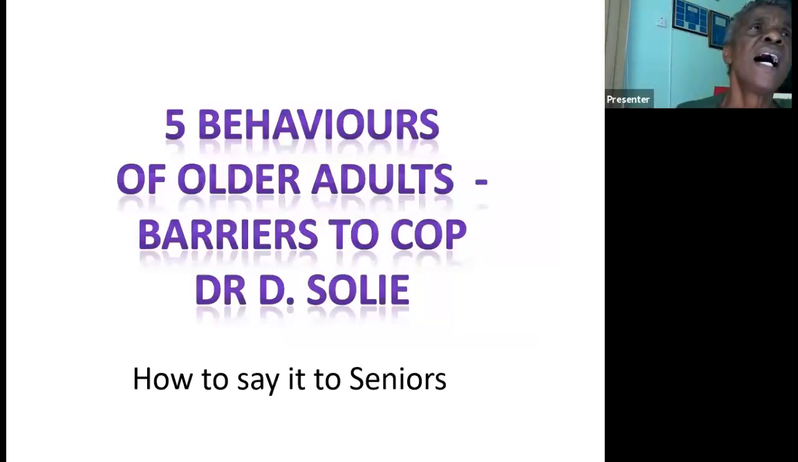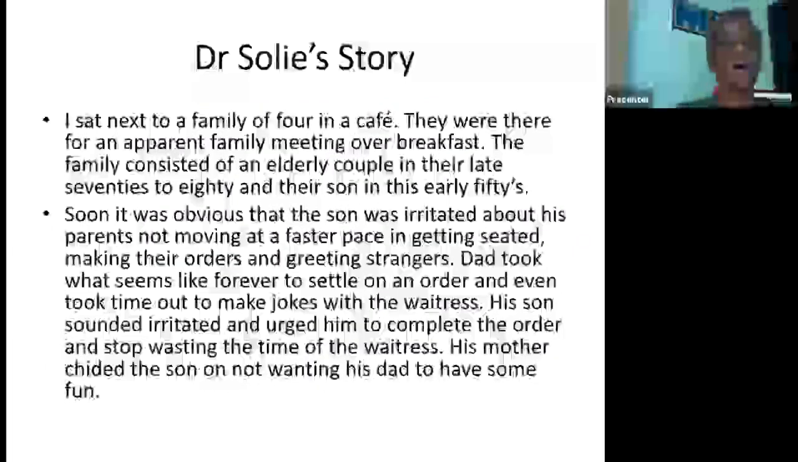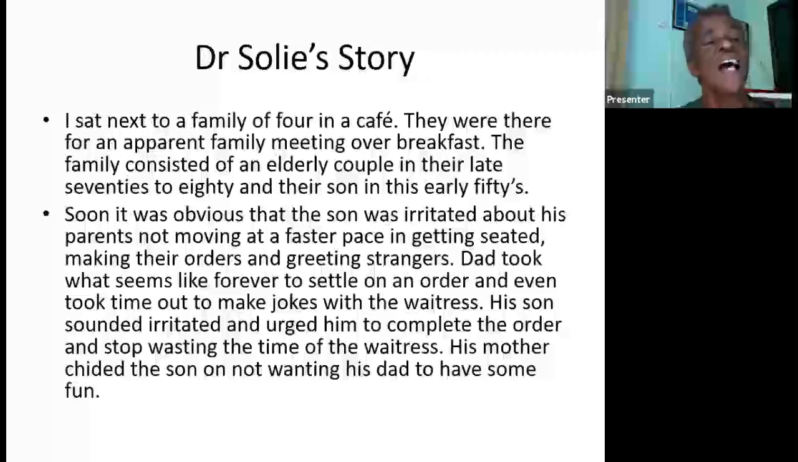And so I'm going to share a story. Maybe you haven't had a chance to open your slide, so we have to look at the story on the screen. He says, I sat next to a family of 4 in a cafe. They were there for an apparent family meeting over breakfast. The family consisted of an elderly couple in their late 70s to 80, and their son in his early 50s. Soon it was obvious that the son was irritated about his parents not moving at a faster pace in getting seated, making their orders and greeting strangers.